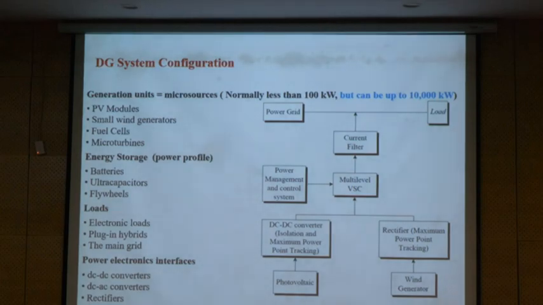But what is the structure? We talked too much about the DG, and we said that we integrate renewable energy, so it means that we have a renewable energy source and ask it to inject power to the grid. Is it that easy, Arya? No? Why is it not easy?